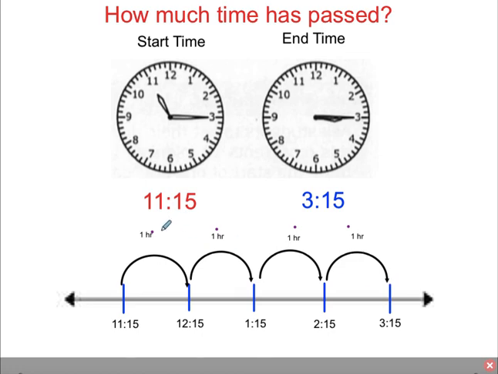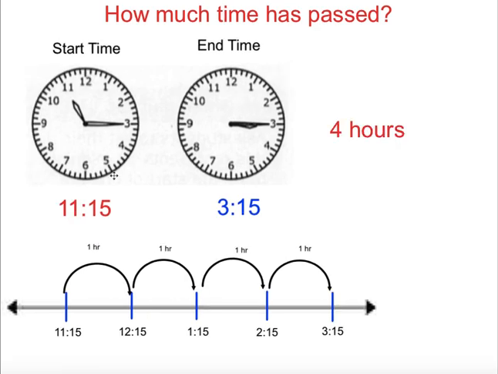So that was fairly easy. So when I count my hours, I have 4 hours. So 4 hours has passed from 11:15 to 3:15. And what's nice about this problem, you notice the minutes stay the same, but we're counting up, just changing the hour, okay, to get to 4 hours.